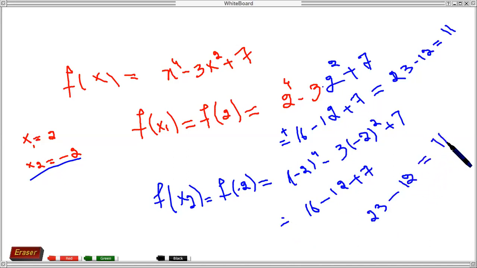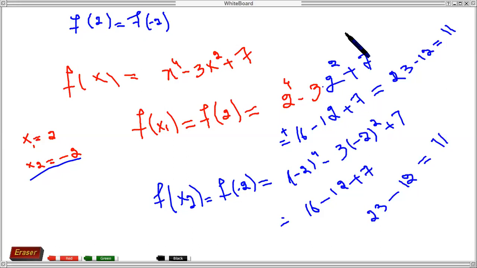So with negative value and positive value, result is same. f of plus 2 equals f of minus 2. This function is called what? Even function. When a question is given, just give two values, A and B. For example, A is plus 2, B is minus 2, plus 5, minus 5. This example was for even.